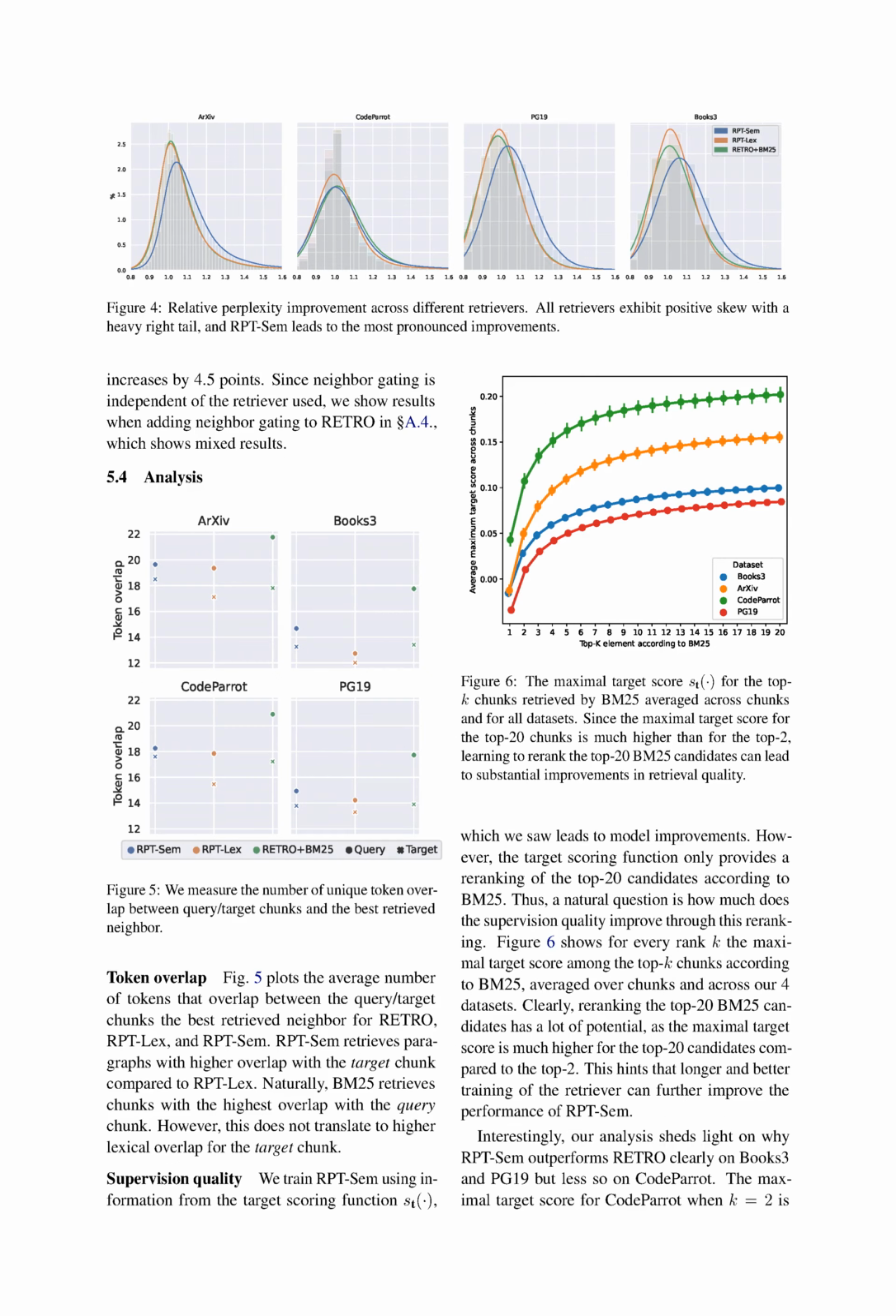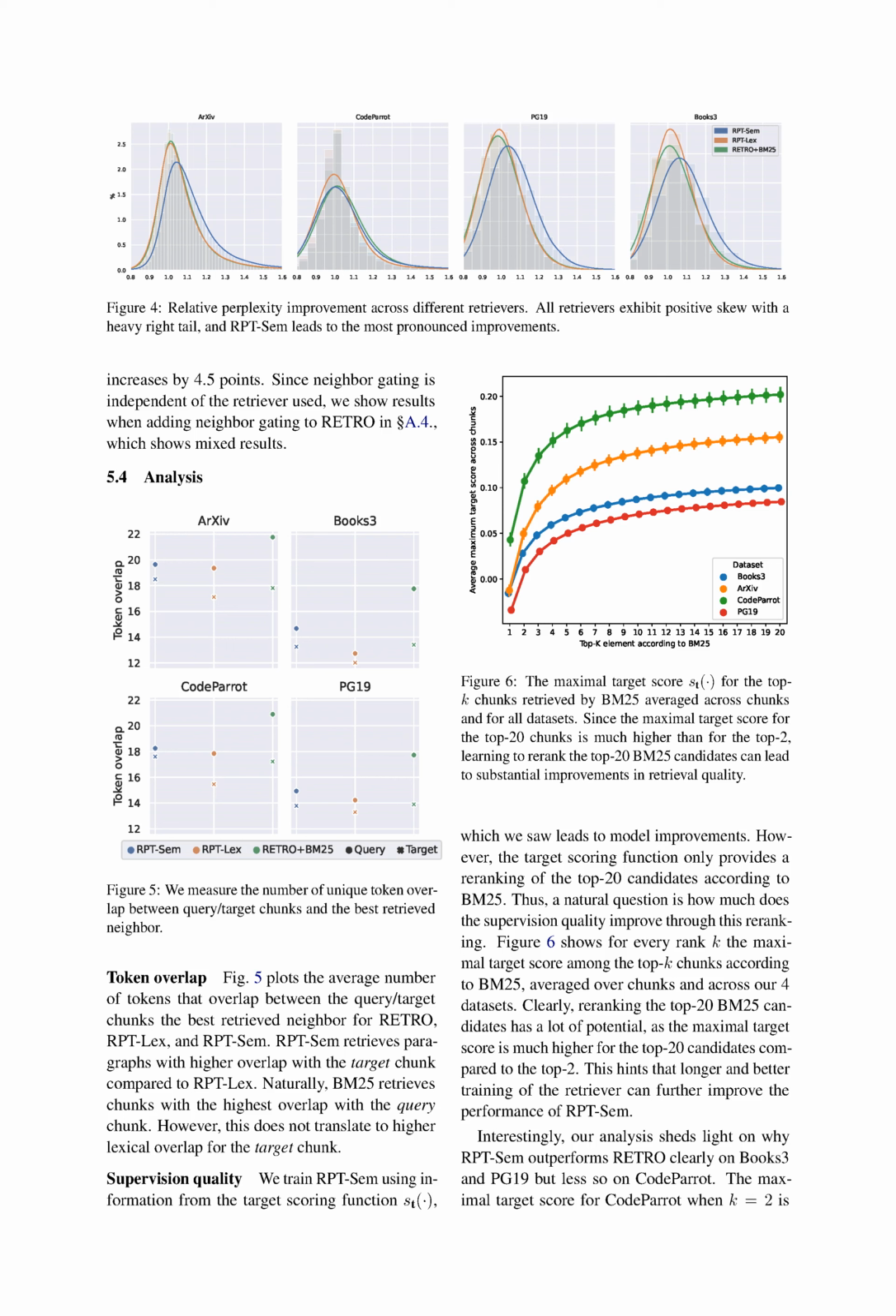Another aspect we examined was token overlap. The figure illustrates the average number of tokens that coincide between the query and target chunks and the top retrieved neighbor for 3 models: Retro, RPT-Lex, and RPT-Sem. It was observed that RPT-Sem fetched paraphrases that had a higher overlap with the target chunk compared to RPT-Lex. As expected, the BM25 model retrieved chunks that were most similar to the query chunk. However, this didn't necessarily lead to an increased lexical overlap for the target chunk.